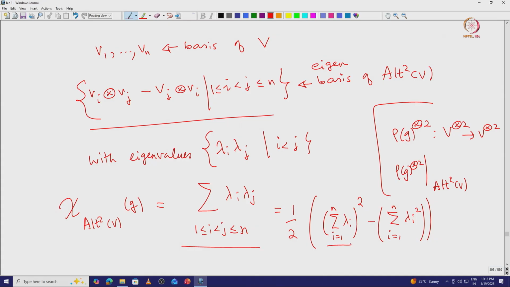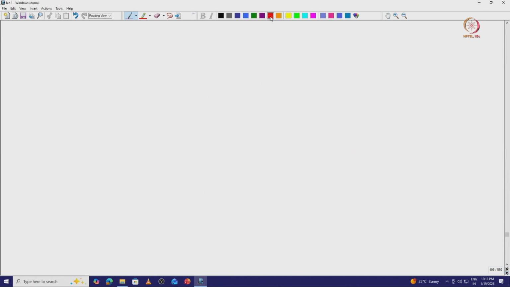And this difference is exactly this. What is this? This is exactly chi V of g, and this is exactly chi V of g square. So if you substitute there, you get chi Alt 2 of V of g is exactly one half times chi V squared of g minus chi V of g square. So this is what we are getting.